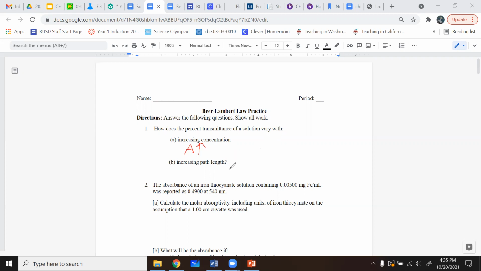Path length, on the other hand, if you can envision more space between your light source and your sample, that light has to travel all the way through the air first before it hits the sample. So if you make that space bigger, there's more molecules, there's more things for that light to go through before it hits the sample. So that is actually going to increase our absorption, and it is going to decrease the transmittance because, again, that light has to travel through more things.